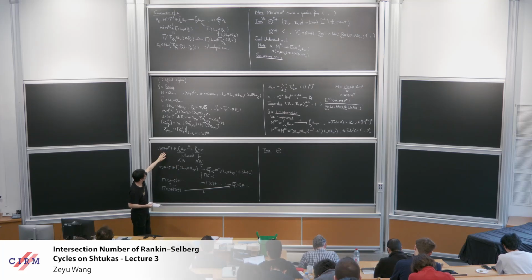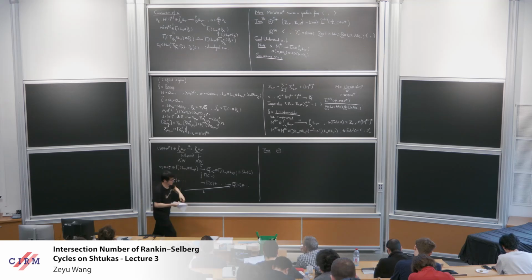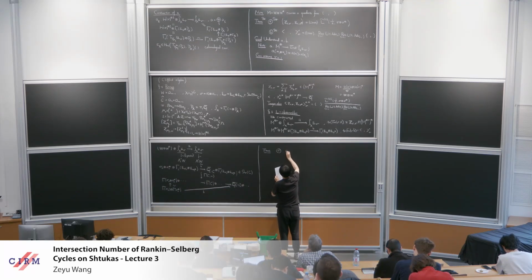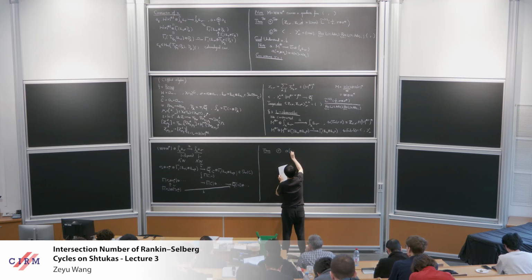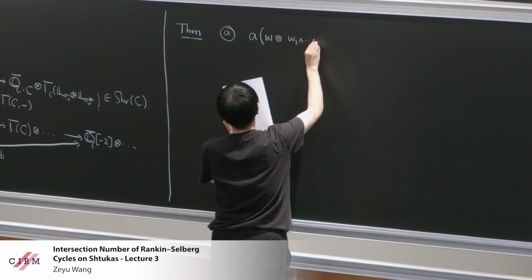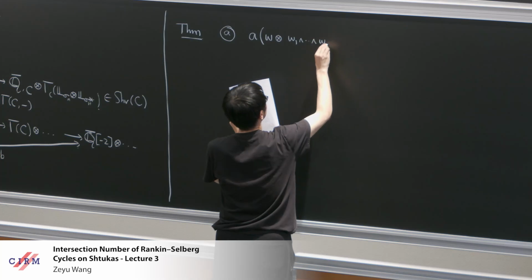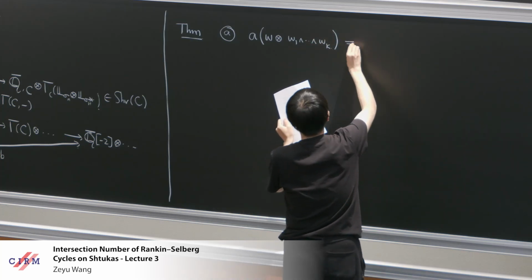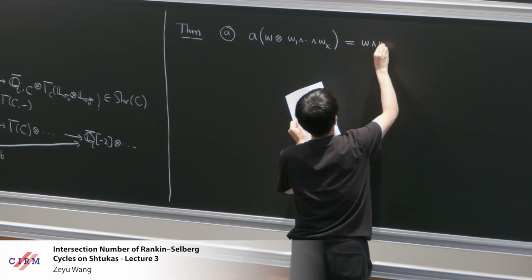Okay, so how can you construct the map from this to this? Well, we don't have many natural choices. I mean, so the map A will send W tensor W1 wedge to which one? W1 to WK. So A will send this to just the multiplication.